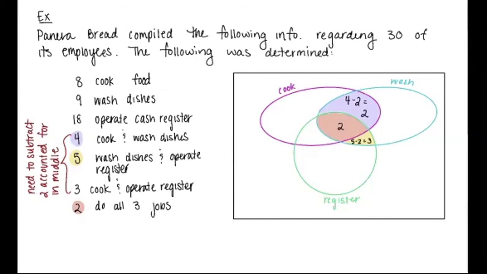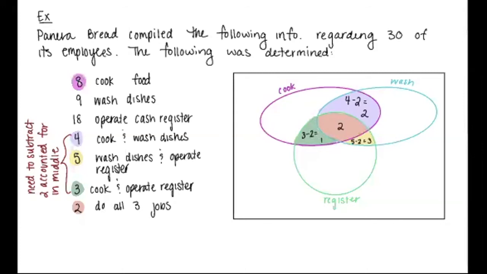Then we move on to this overlap between cooking and the register. Use a different color. Need more colors. Did that color. What else can I do? Did orange. Let's do a dark green. That sounds good. Okay. So from the 3 people in total, we've got to take away 2 in the middle. There's 1 person that cooks and does the register, but does not wash dishes. Okay.